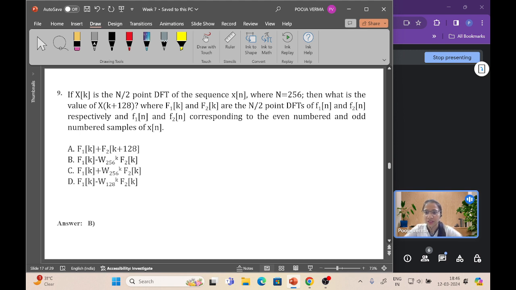Okay, so moving to the next question. If X(k) is the N by 2 point DFT of the sequence x(n), where N is 256, then what is the value of X(k plus 128), where F1(k) and F2(k) are the N by 2 point DFTs of f1(n) and f2(n) respectively? And as we know, f1(n) and f2(n) correspond to the even numbered and odd numbered samples of x(n), right?